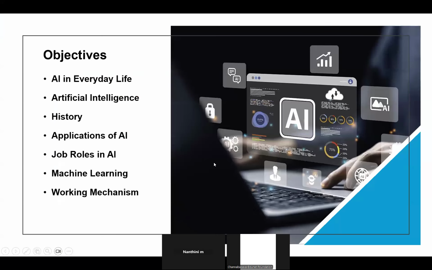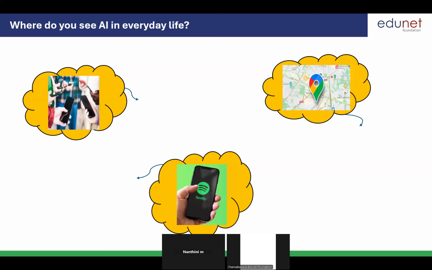Okay. In today's session, we are going to understand what AI is, what the importance of AI is in our day-to-day life, the proper definition of artificial intelligence, and the history of AI. Then different applications, job roles, and what machine learning is. Then the working mechanism of machine learning if time permits. This is our today's agenda.